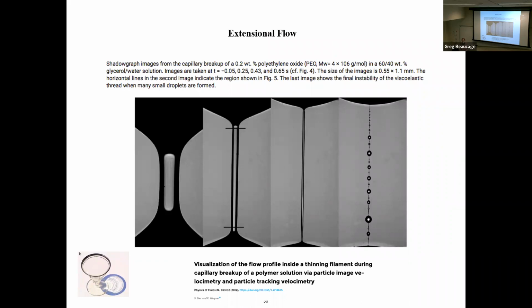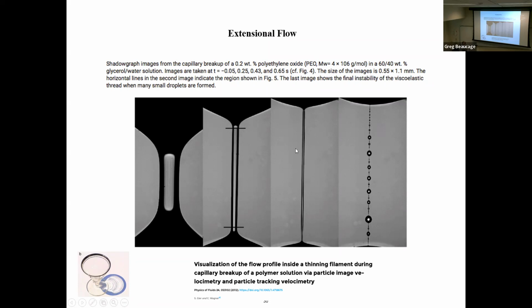Like if you ever see a gun, you don't see a billowing cloud around it, right? So basically it's because they're taking a picture of a shadow of the thing, and the density changes in it are enhanced in the shadow somehow. I'm not sure how. There's a large explanation for why, but basically these are shadow graphs of polymer flow, and extensional flow, showing how the little capillary, how the filament breaks apart, and eventually forms beads.